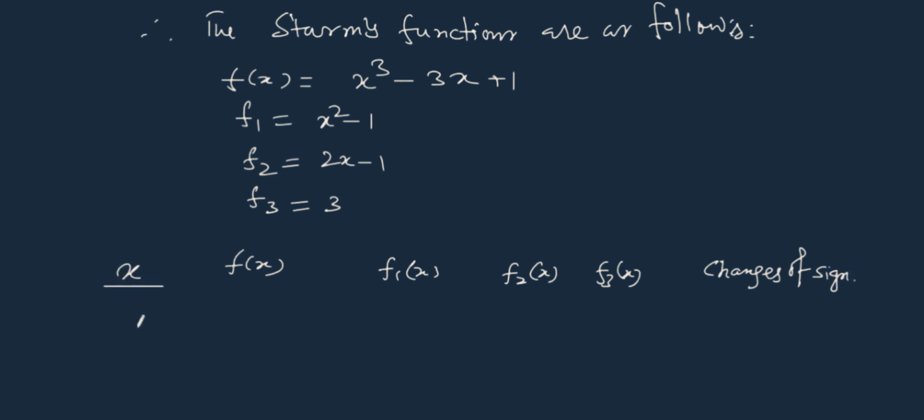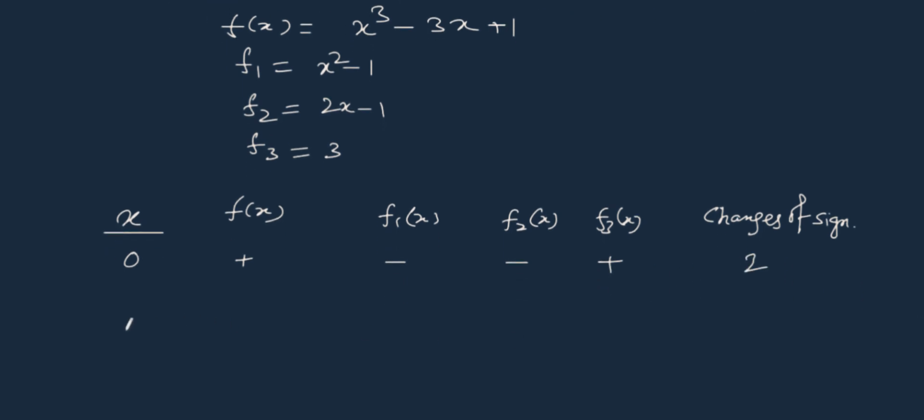So when x equals 0, the first f of x, put 0 here, we will get 1. That means positive. F1 will be negative, F2 will be negative, and F3 always positive. So number of changes of sign is 1, no change, 1, again 1. So total 2 changes. Okay.